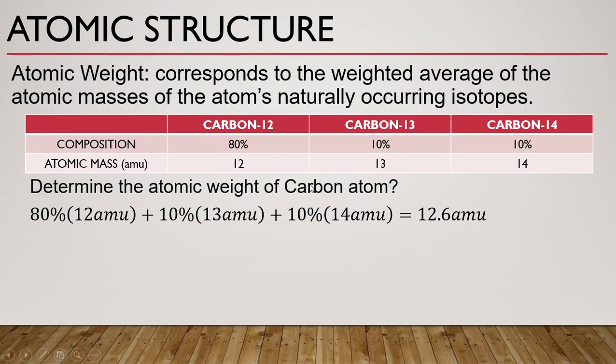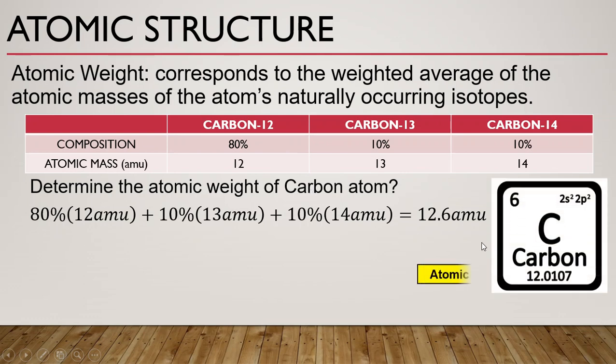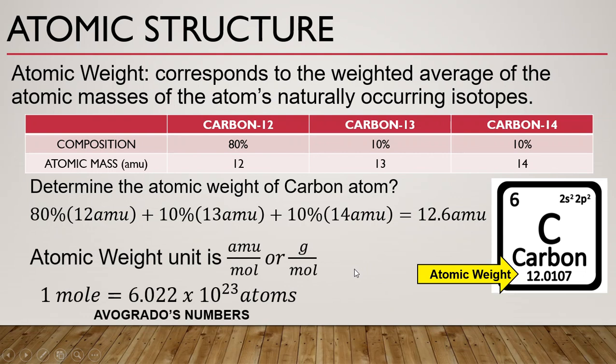Pero yung mga common isotopes na nakikita natin sa periodic table, makikita natin yung atomic weight nila sa ibaba ng kanilang element name. Yan. And ang atomic weight may be specified in symbol like AMU per mole, yung unit nila, or yung common na ginagamit natin is gram per mole, where 1 mole is equal to 6.022 times 10 raised to 23 atoms, which are called Avogadro's number. Okay, tapos na tayo sa atomic structure.